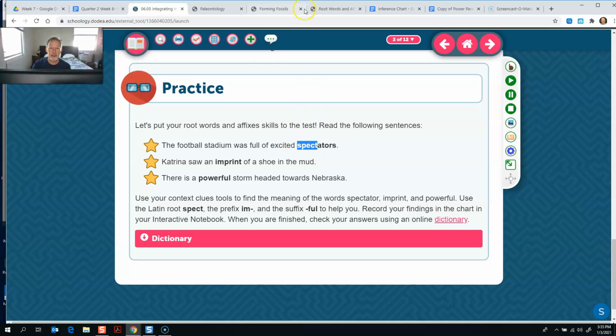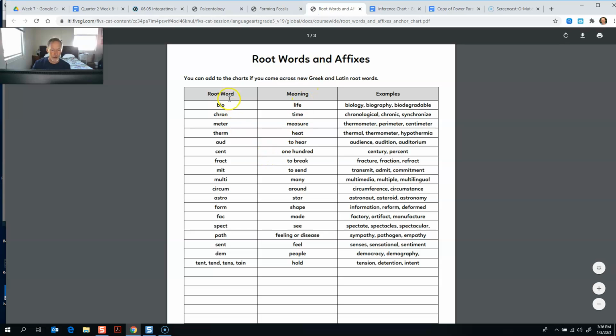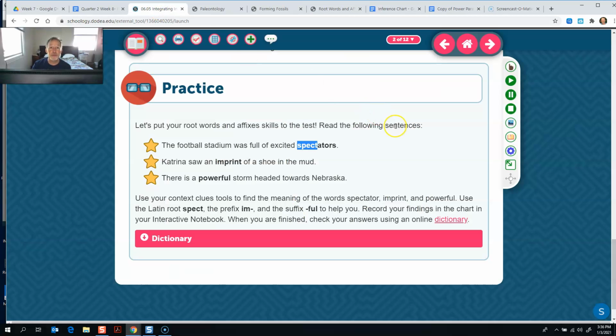Spect. Let's look at our chart and go down. Boom, boom, boom, boom, boom. Spect, it means to see. To see. So somebody that is seeing or watching the football game, it's you, the person in the audience. So spect means to watch. So you can think about spectacles. Okay, those are just another fancy name for glasses.